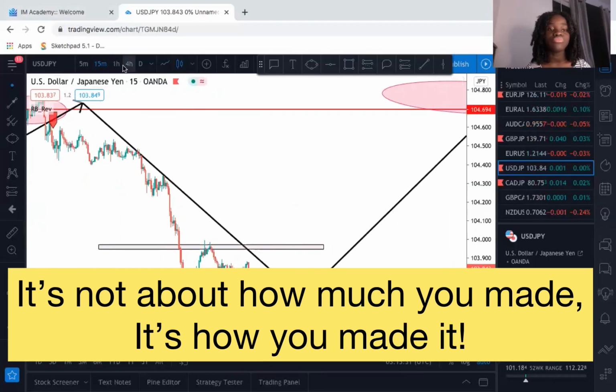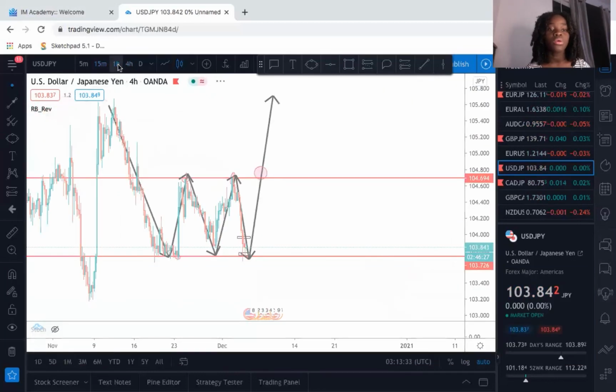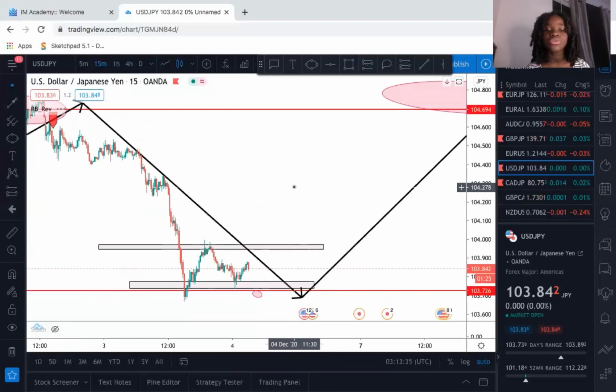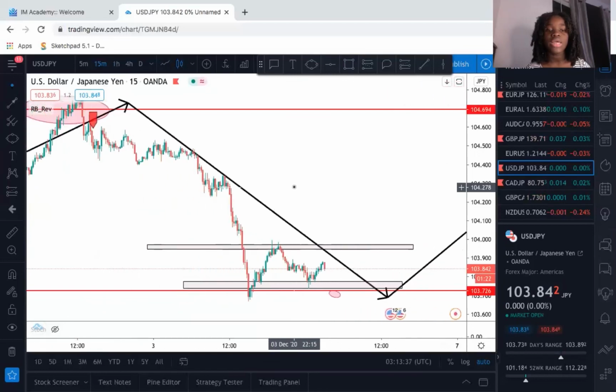So, boom, 3 different time frames: 4 hour, 1 hour, 15 minutes. Enter. Boom. That's the juice.